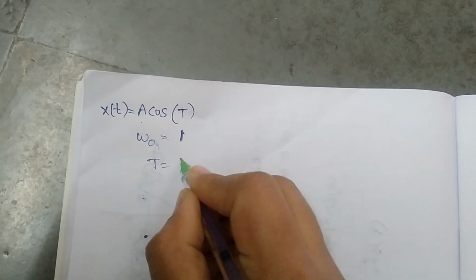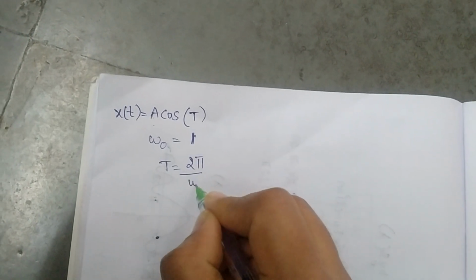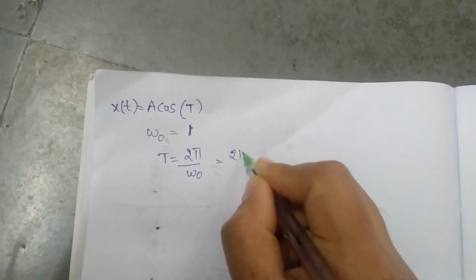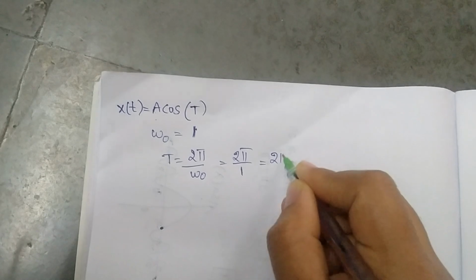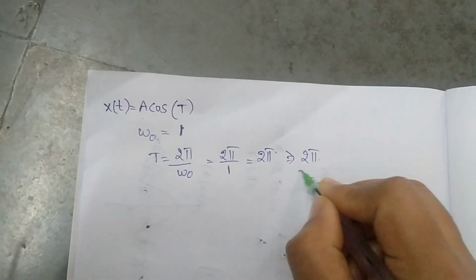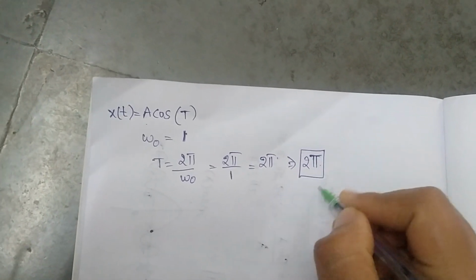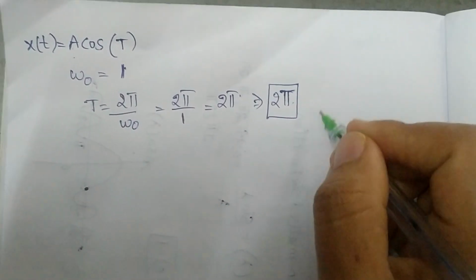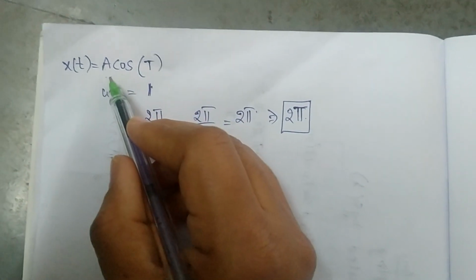the time period is equal to 2 pi by omega naught. Then substitute that omega naught value. 1 means time period how much? 2 pi. So the time period is 2 pi, right? We need to repeat the cycles every 2 pi, which means we get the cos value repeating.